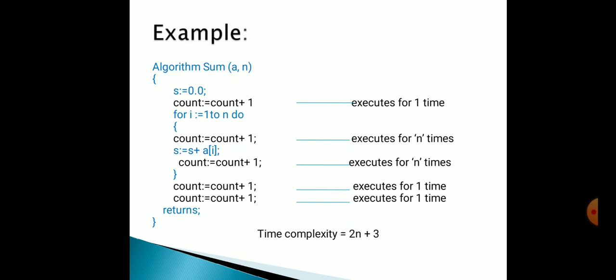So I have to add 1, n, n, 1 as well as 1, so that the total time complexity of this algorithm is 2n plus 3.